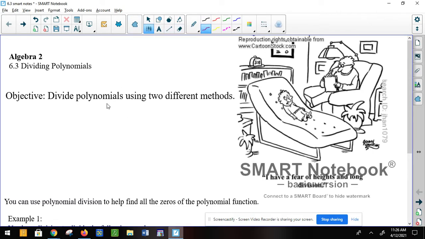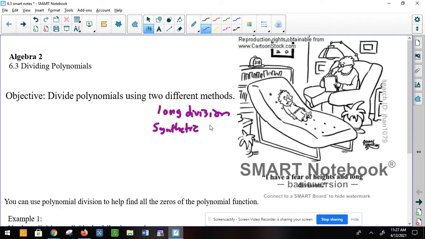The objective is we're going to learn how to divide polynomials using two different methods. Those two different methods are long division, which follows the exact same pattern as the long division that you learned at some point in lower school when you did long division with numbers. We're going to do long division with polynomials, but it's the same process. So that's why example 1 in a moment will be long division with numbers, because we're going to review that process.